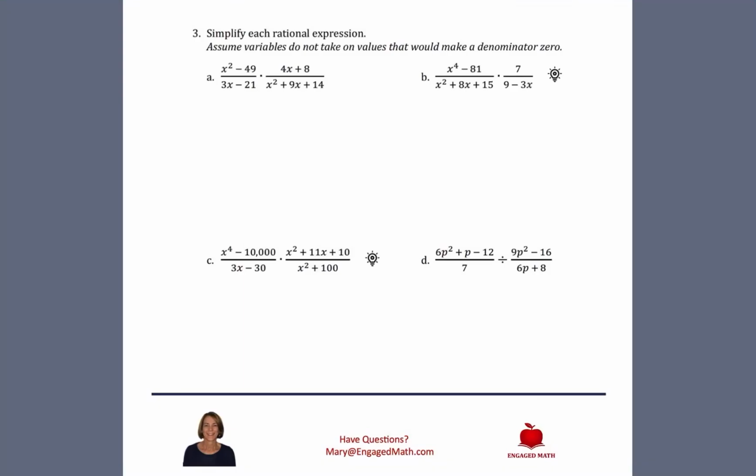Welcome to Engage Math, Lesson 22, Problem 3, where we are simplifying rational expressions. Just as a reminder, we can only cancel factors. We cannot cancel terms. So you can't just say, oh, I have an x squared over an x squared, I'm going to cancel that. Can't do it. They are terms. Once we get factors, we can cancel. So this is going to be all about factoring.